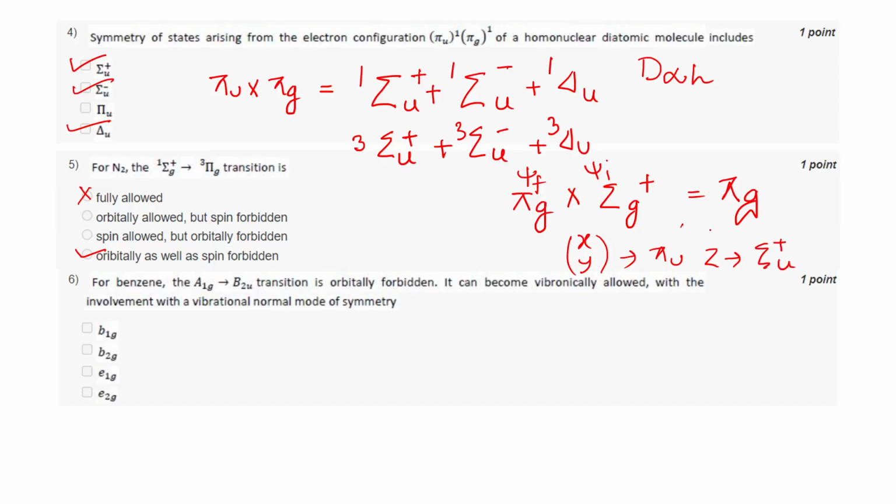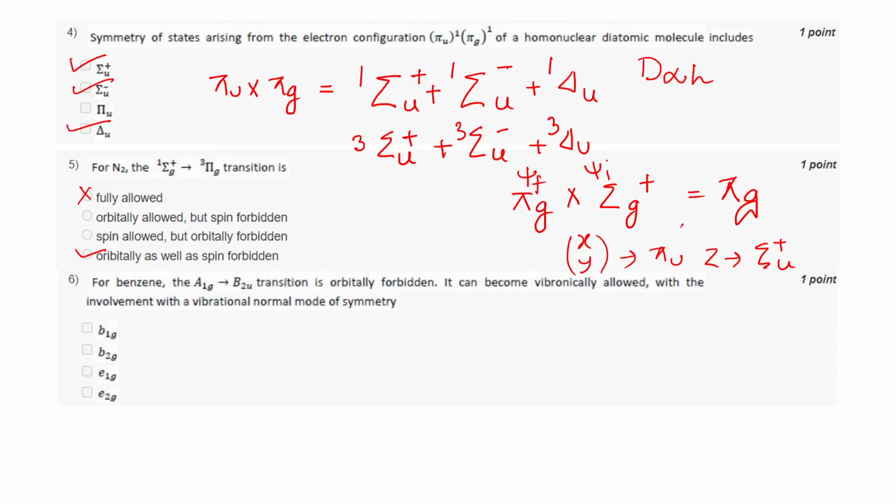Are they matching with the answers given in the model answer? I have not checked that. I'm just asking you. They provided that it is spin allowed but orbitally forbidden. It is not correct. How come spin allowed? It is spin allowed, 1 and 3, right? So I'll ask them to change the answer. Okay.